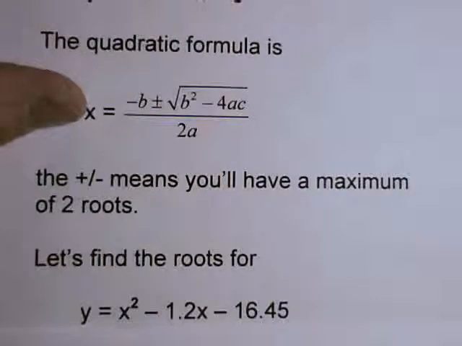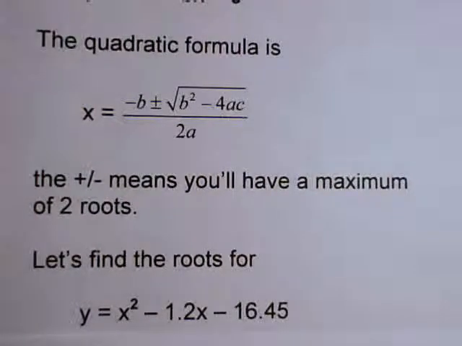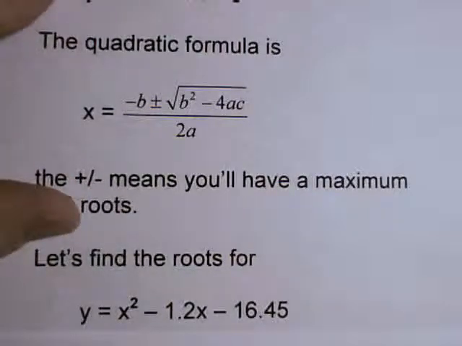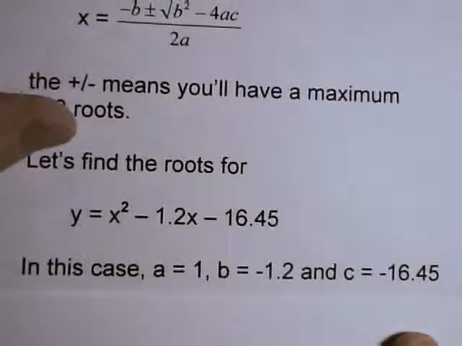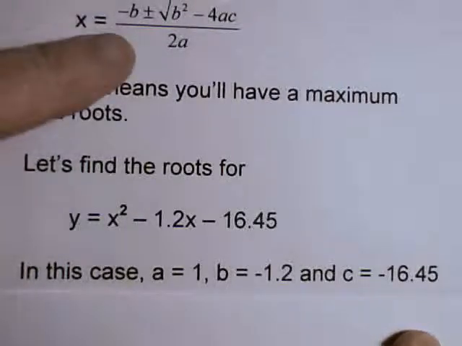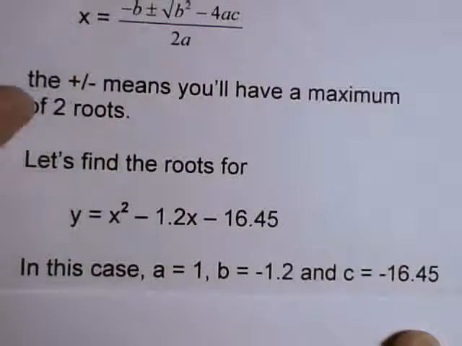Let's find the roots for this function. Y equals x squared minus 1.2x minus 16.45. I don't know about you, but I cannot factor that in my head. So we'll have to use the quadratic formula. In this case, the a value is 1, the b value is negative 1.2, and the c value is negative 16.45. I'm now going to plug those into this formula right here and start working it out.